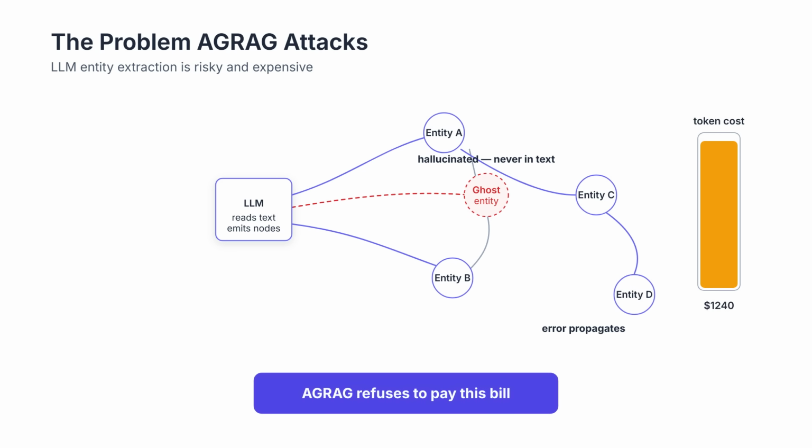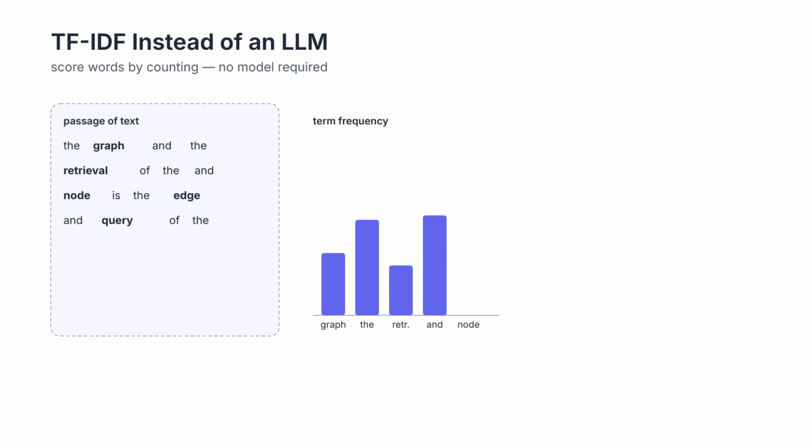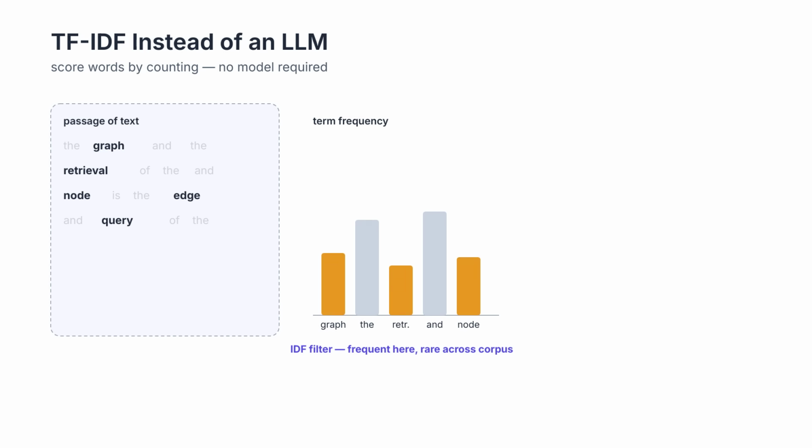So AGRAG swaps the language model for a humble, decades-old statistic, TF-IDF. Instead of asking a model what the entities are, it scores which words actually matter in each passage by counting them. Frequent here but rare across the corpus means important. It is non-parametric. Nothing is learned, nothing is guessed, so nothing can be hallucinated. Watch the keywords surface from raw counting.